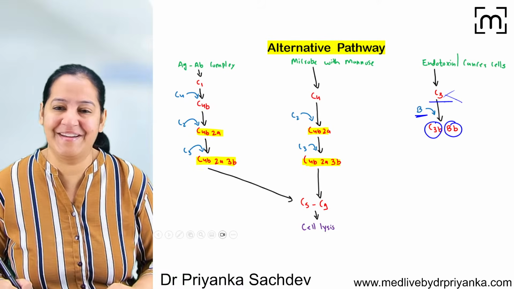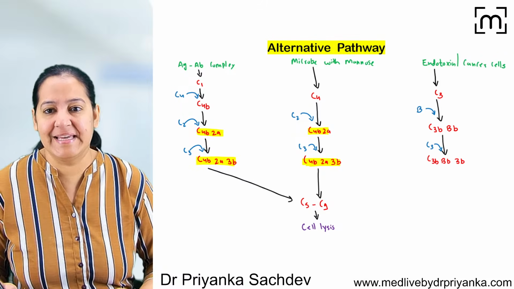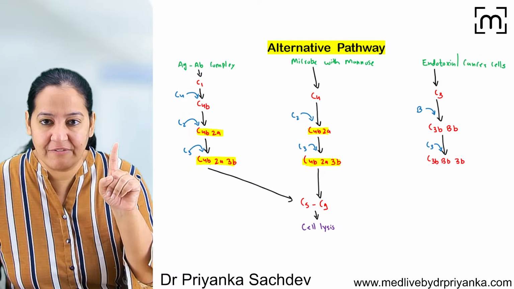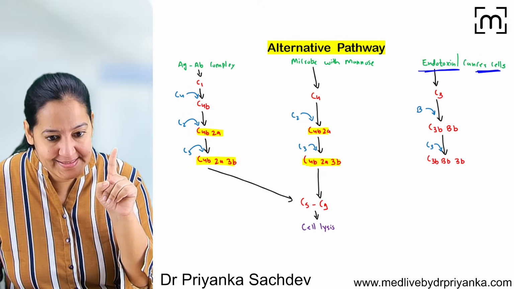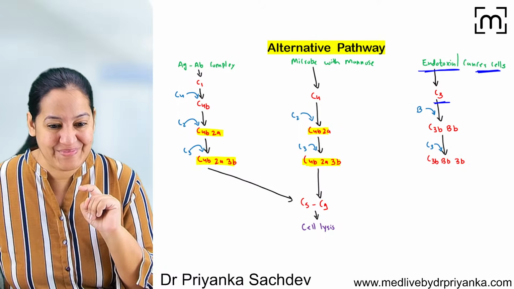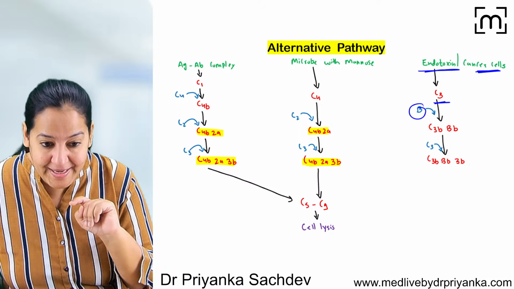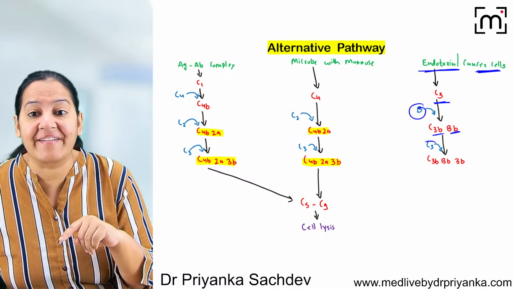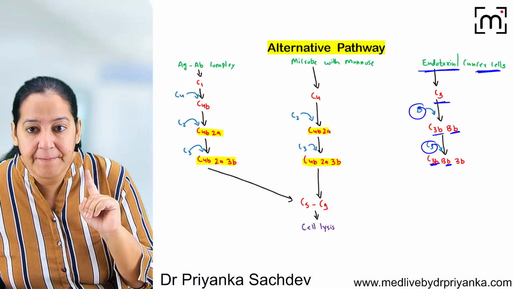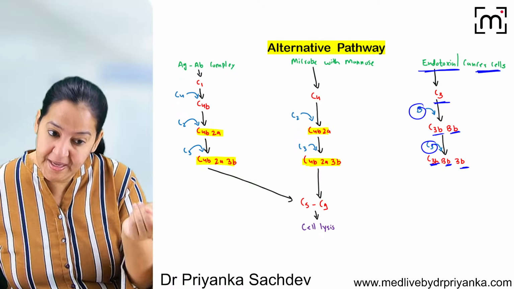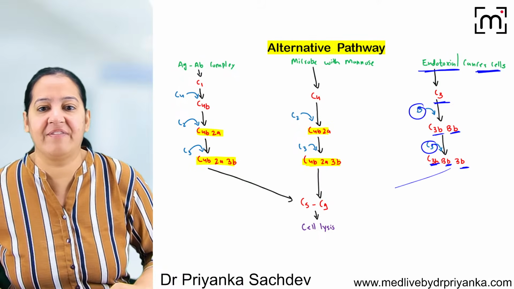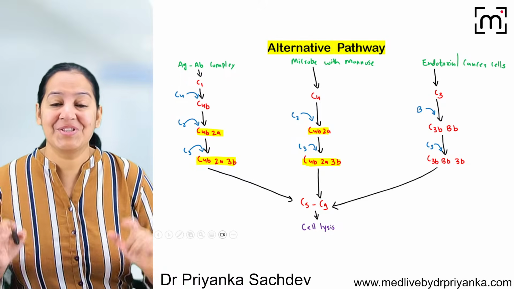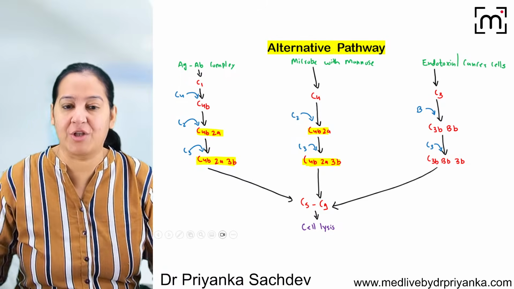It's a little bit complicated, but not much. If you understood, it's easy. So the first trigger is endotoxin or cancer cell. It is activating C3B. C3B is involving factor B and we have BB. So 3B, BB. And again it is activating factor 3. So 3B, BB, 3B. Got it? And it will activate C5 to C9. So this is the complete pathway we have done.